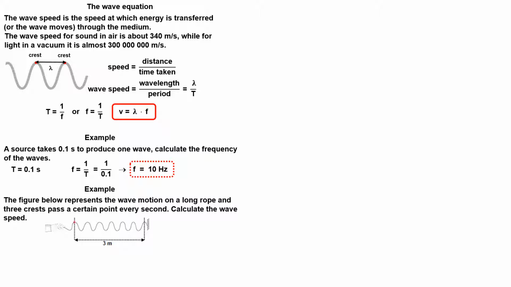You see that we have 6 wavelengths in 3 meters. Three meters is 6 wavelengths, so one wavelength is 0.5 meter. 3 crests pass a certain point every second, so the frequency is 3 Hertz. Now take the wave equation and substitute the values.